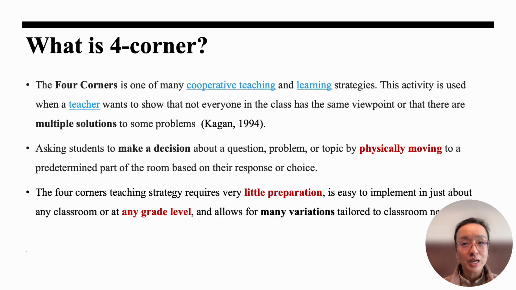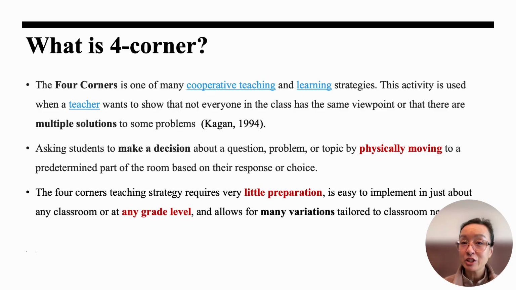The Four Corners strategy is one of many cooperative teaching and learning structures grounded in cooperative learning principles. In this approach, students respond to a prompt by moving to one of four designated areas of the room that represent different opinions and viewpoints. The key point is that Four Corners makes thinking visible. Students must take a position and then explain it.